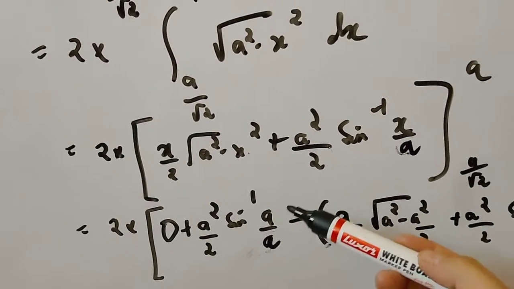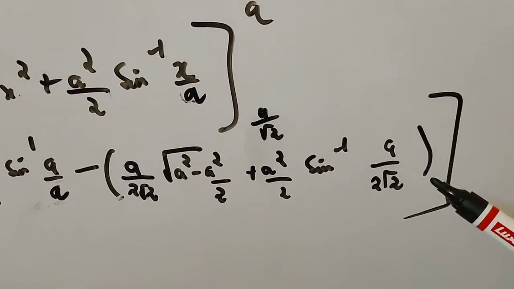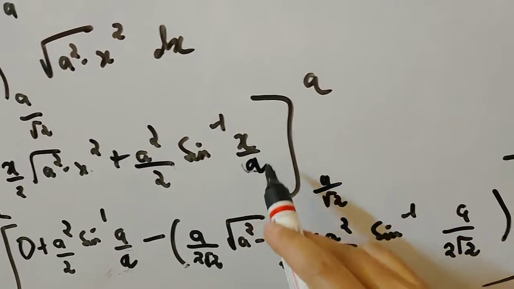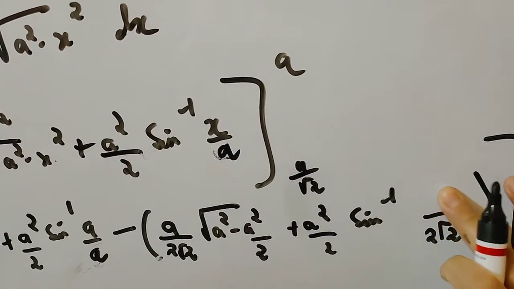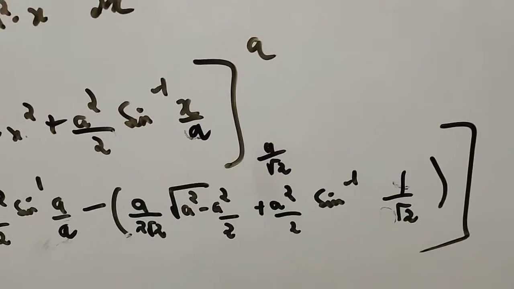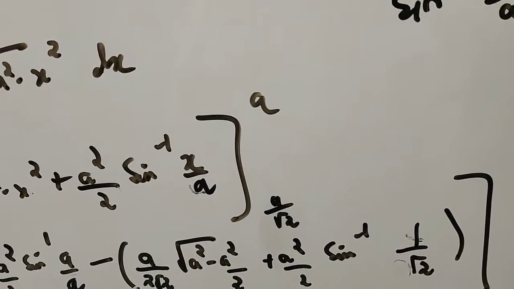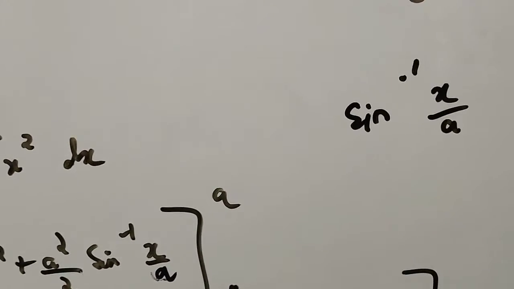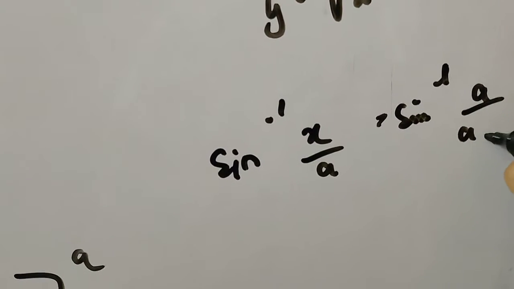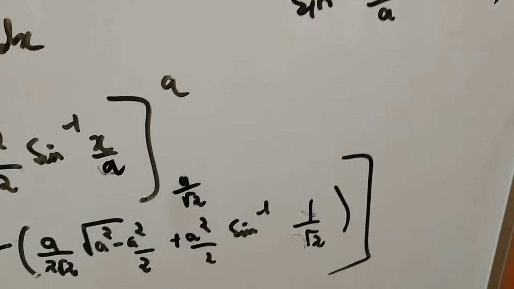So here also it will become sine inverse a by a, and in this portion, in place of x it will be a by root 2. So a will get cancelled, and the remaining will be only 1 by root 2. Sine inverse x by a, and this time x is a by root 2, so this will become sine inverse a by a root 2. So a cancelled, so sine inverse 1 by root 2.